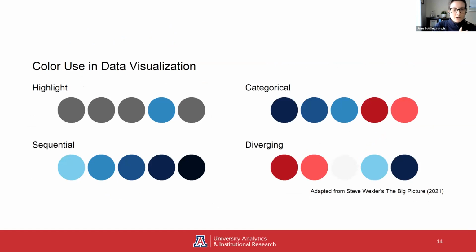So we've already seen how color can be used to draw attention and highlight information or group data points together. Now I want to talk a little more specifically about the main uses of color in data visualization.